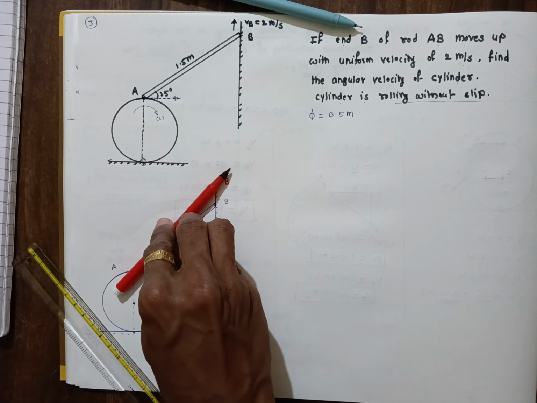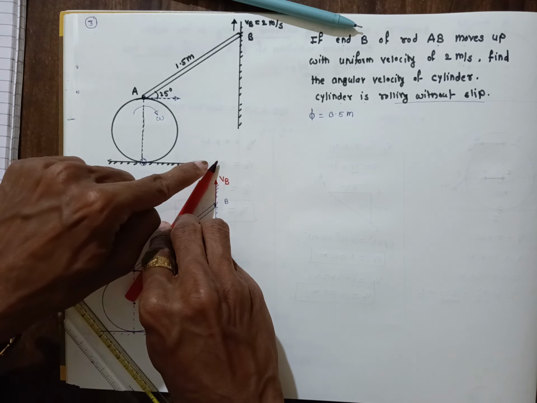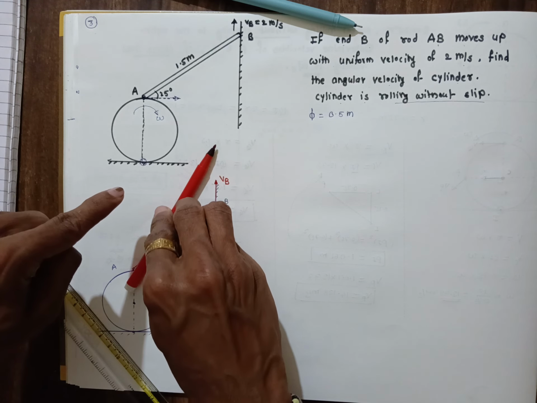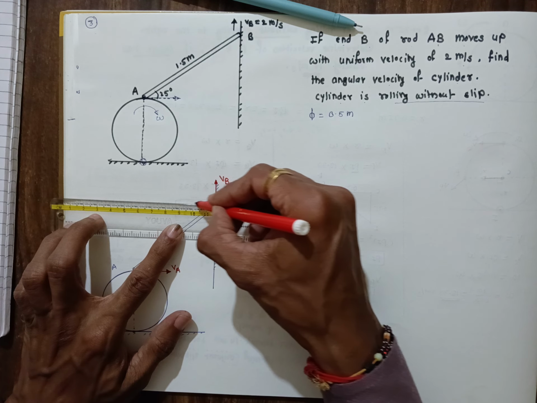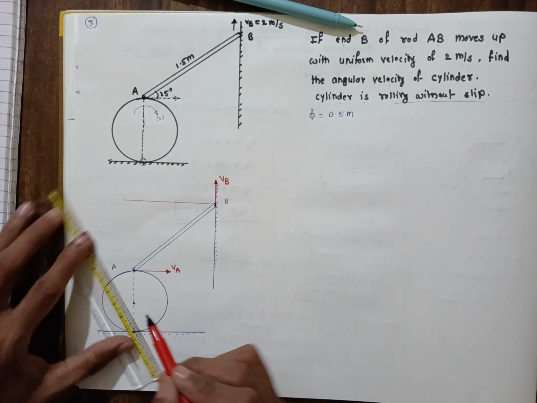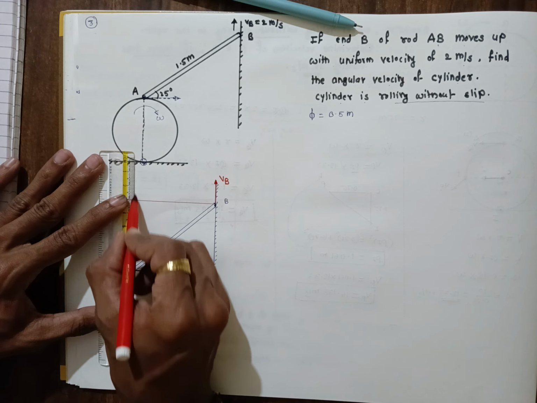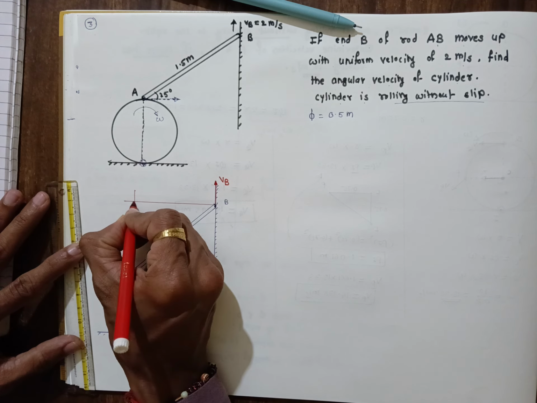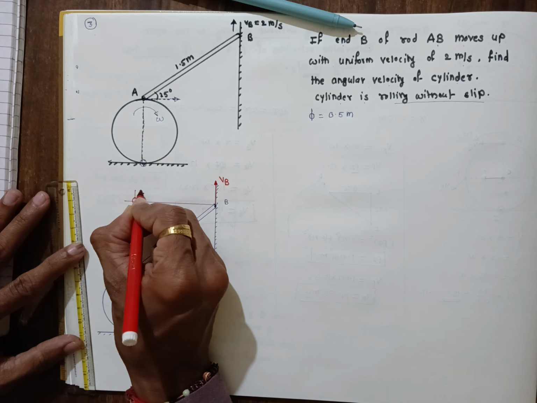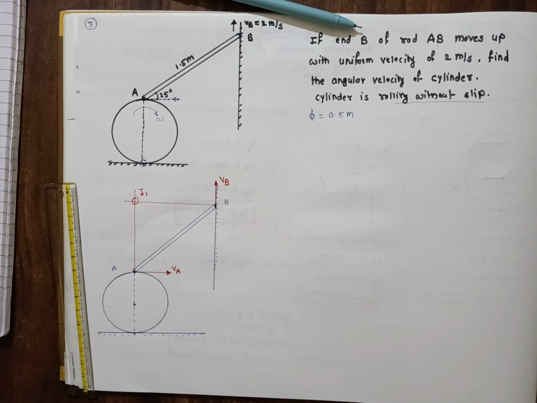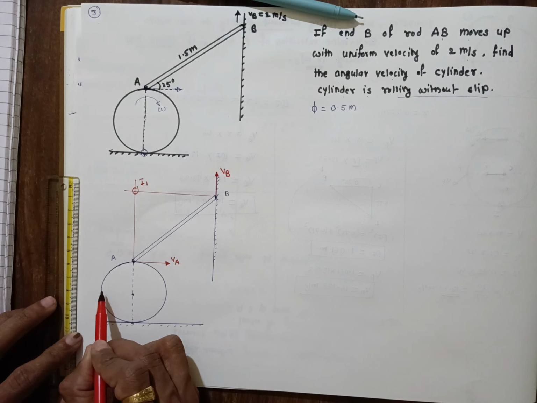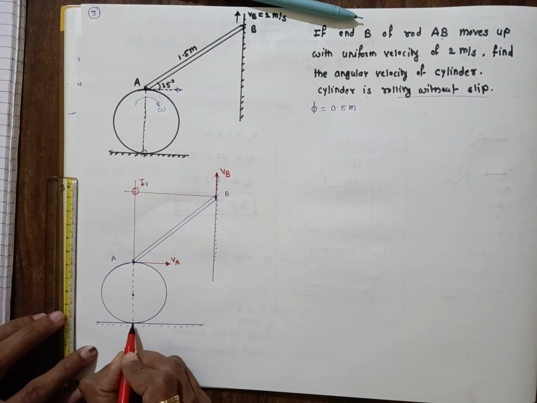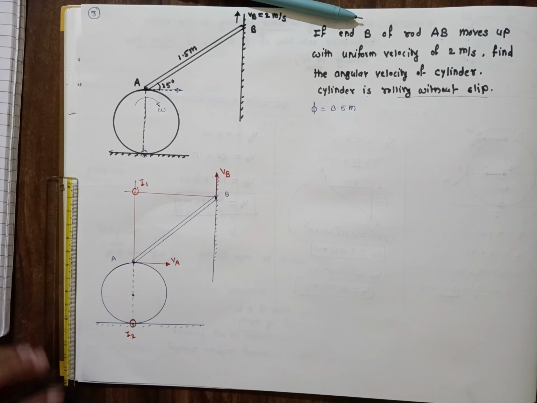Now locate the ICR of this rod, because the rod has two types of motion. This is the rotation, and at the same time point B moves in the upward direction like this. So draw the perpendicular line to the velocity vector VB. Draw a perpendicular line to the velocity vector VA. Their intersection point is the first ICR, so take this as I1. And the second ICR is for this cylinder or the wheel, and that ICR is located at this contact point. So this is the second ICR, which is I2.